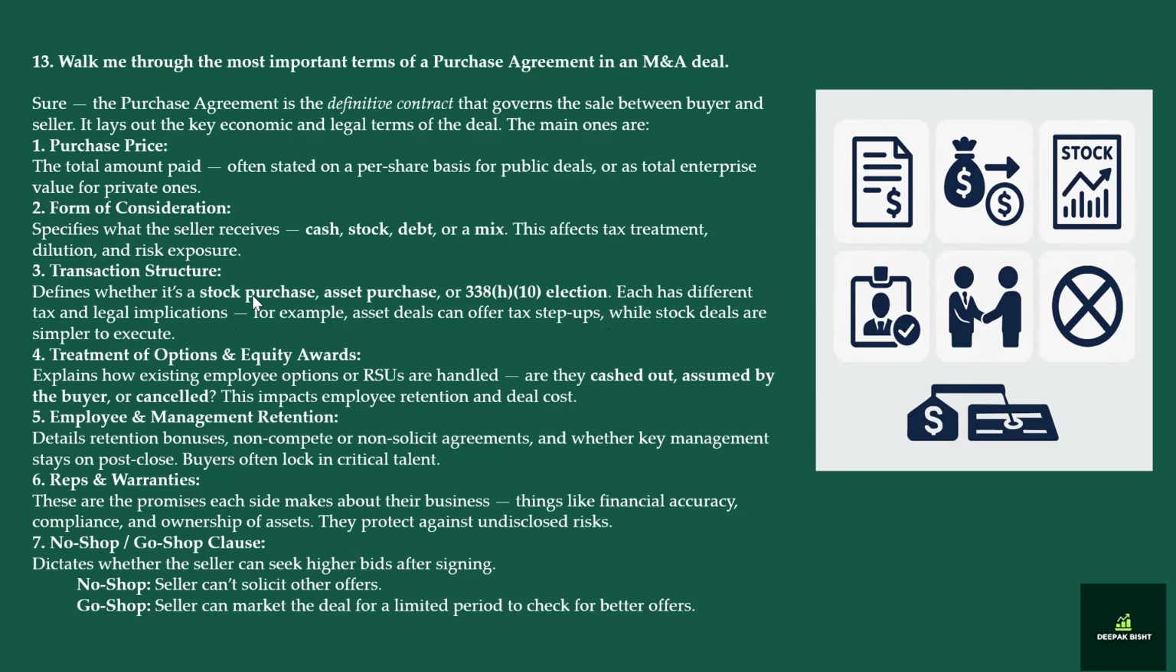A stock purchase is where the buyer acquires all of the target's shares, gaining full control of the assets, liabilities, and contracts. An asset purchase means the buyer acquires selected assets and assumes specific liabilities, often used to avoid unwanted obligations. And 338(h)(10) is a tax election that treats a stock purchase as an asset purchase for tax purposes, and it's beneficial for buyers seeking a step-up in tax basis. Why does this matter? Because the structure impacts legal ownership, tax consequences, liability exposure, and integration complexity.